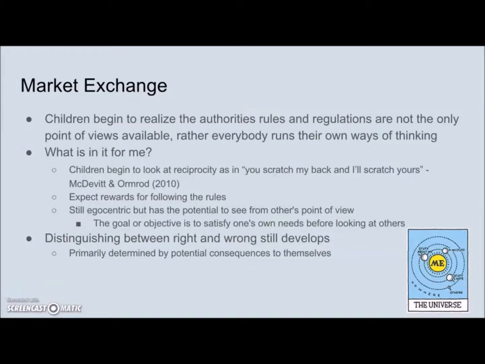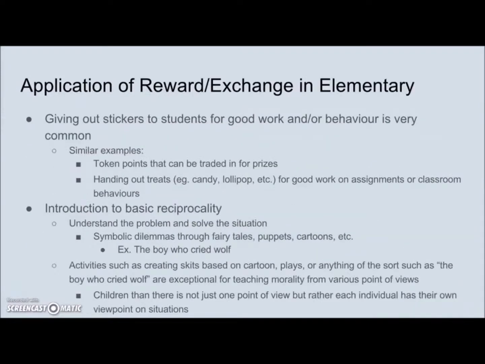The second stage is the reward exchange orientation, otherwise known as the market exchange. In this stage, children begin to develop an understanding that the authority's rules aren't the only viewpoints available. Rather, they begin to realize that everybody has their own ways of thinking based on their self-interests. Along with this, egocentric beliefs continue at this stage in the form of satisfying one's own needs prior to thinking about others. Children also begin to look at reciprocity, as in you scratch my back and I'll scratch yours.